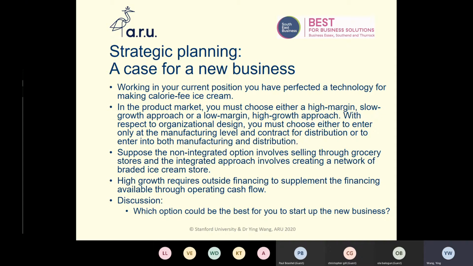So in other words, there are two levels. One, you focus on manufacture. Two, you consider manufacture and distribution. In other words, you might have your own shop to sell your branded ice cream. So suppose the non-integrated option involves selling through grocery stores, and the integrated approach involves creating a network of branded ice cream stores. Therefore, here you will have different strategies. So in this planning, what is the best strategy? Which one works better with the business situation?